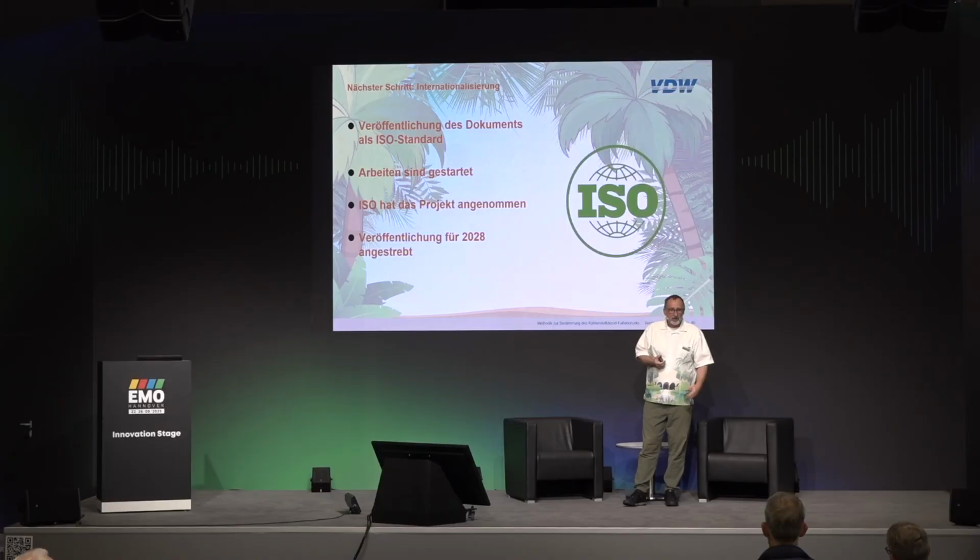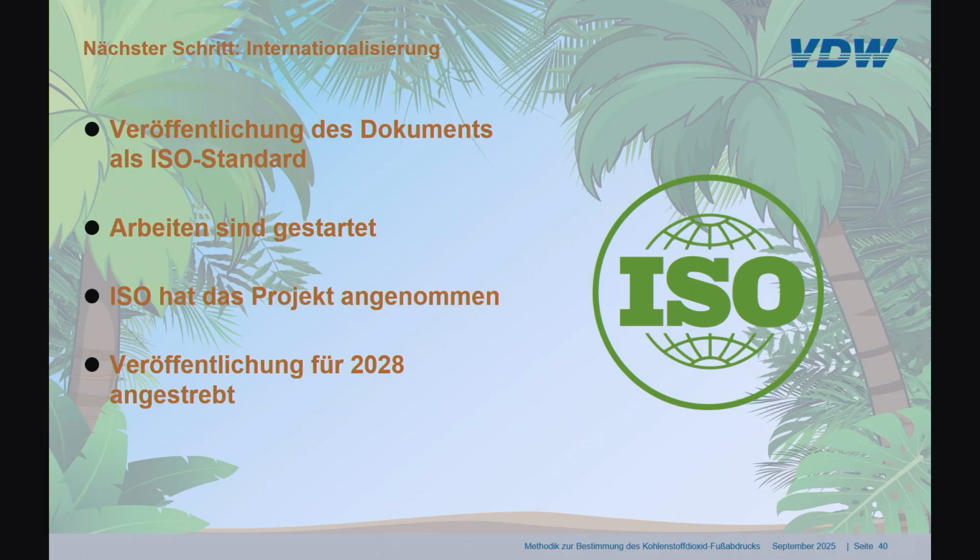What else do we want to do now? Well, we want to cast a glance to the future. Right now, we already have a VDMA specification sheet, but it's not an ISO standard yet. So we've started well, and what we want to do in the next step is take the VDMA specification sheet and come up with an ISO standard.